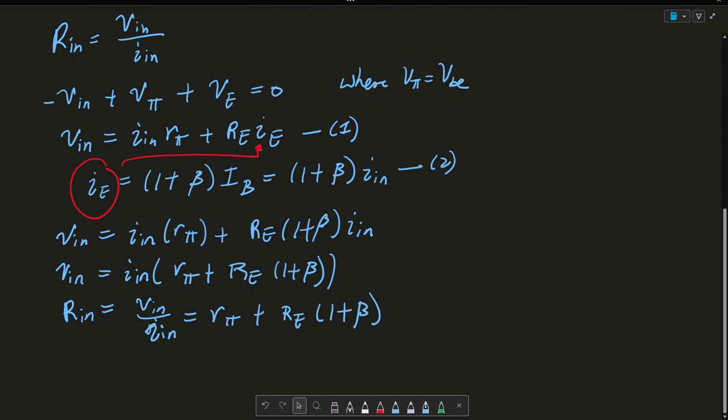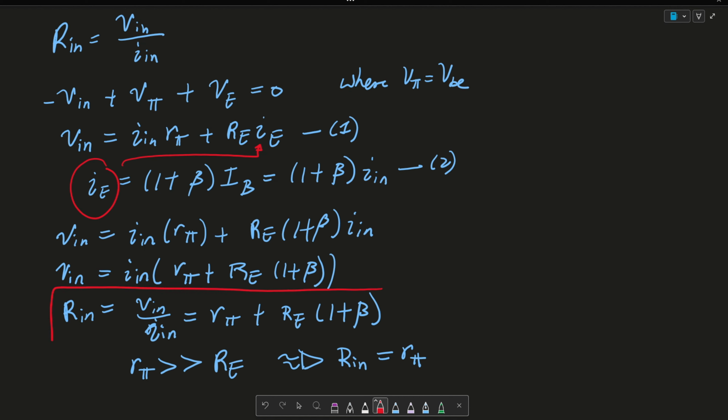If you see here, R pi is regularly a lot bigger than RE because it's related to the transistor. So then we can say that Rn is basically R pi. So this is the full solution, and this is the approximate solution, which will still get you close to the right answers if you do simulations.